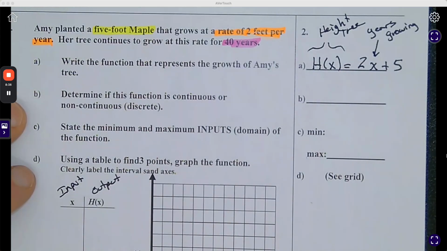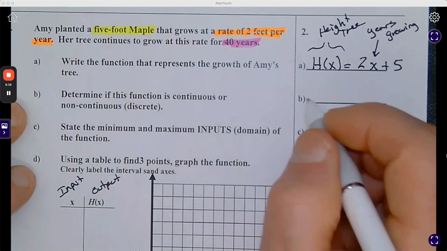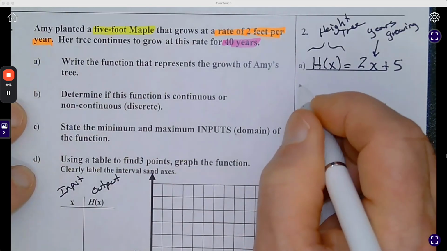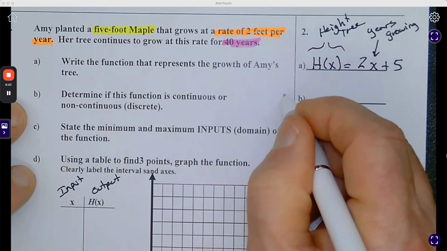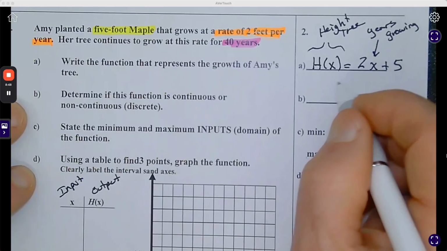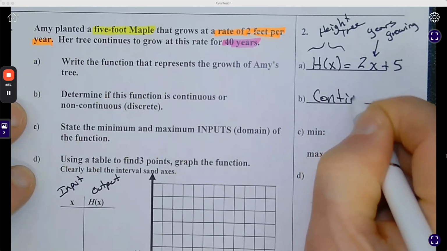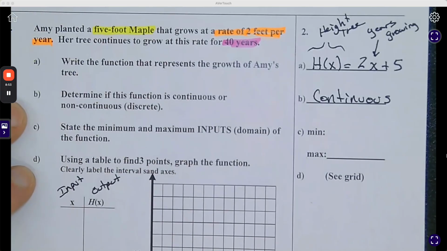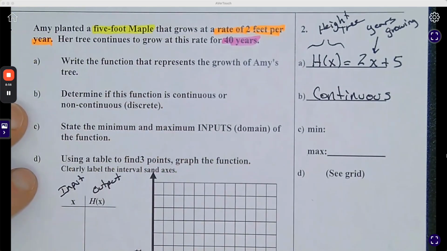All right, determine if it's discrete or continuous. This is continuous. The tree doesn't just pop up 6 inches, 12 inches. It is continuously, slowly, gradually growing. And when input is your time, it's almost always continuous. I'm sure there's a situation where it's not, but time is continuous. Unless you're like having money in an account that's accumulating every month, right? You get interest every month. So then it's a lump sum every month. That would not be continuous, but it's still time.